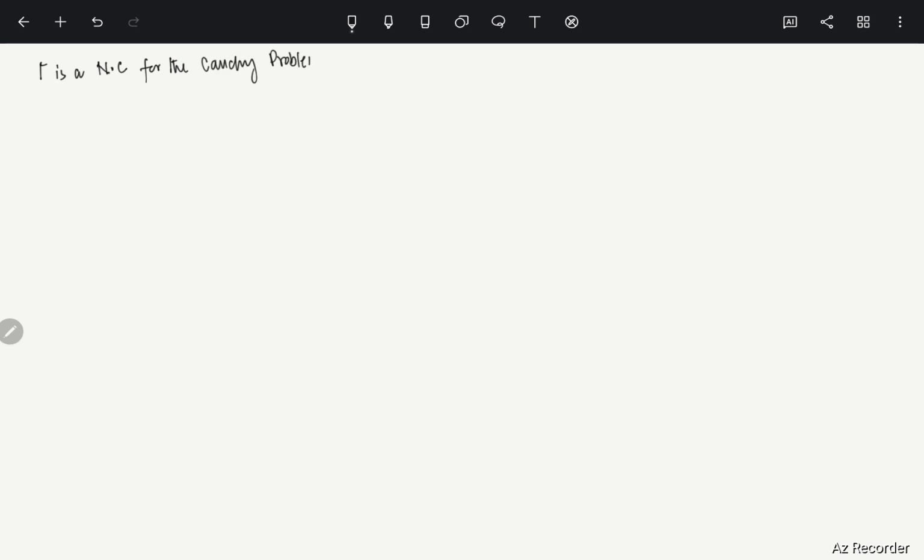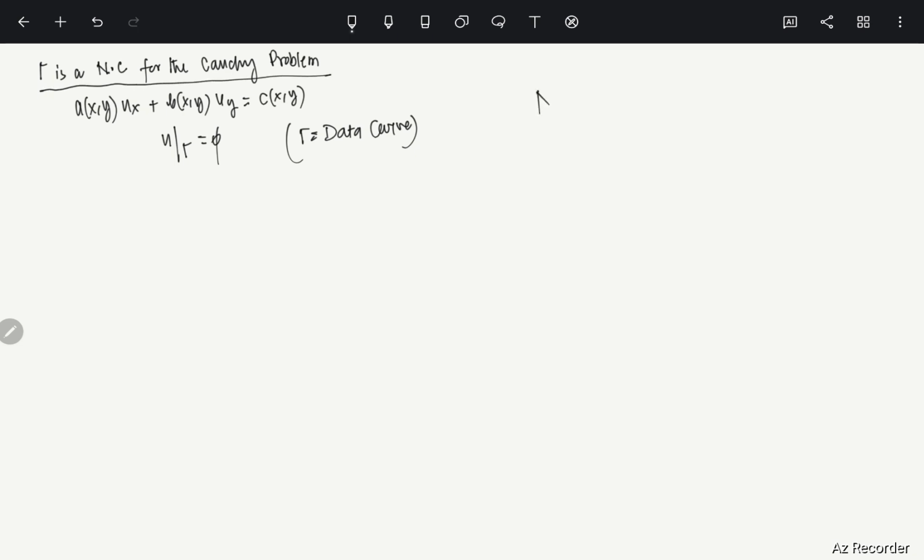Which is the Cauchy problem? It is given by a of x,y, u sub x plus b of x,y, u sub y equals c of x,y, and u restricted to gamma is equal to phi. So that's your Cauchy problem. And gamma is the data curve, the curve along which we are given the data. Now gamma, we will call a non-characteristic.